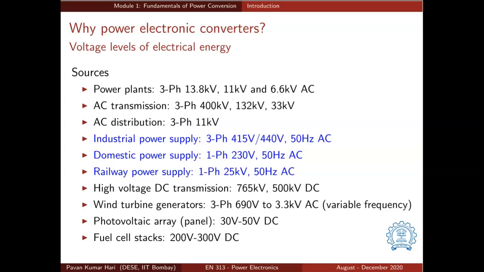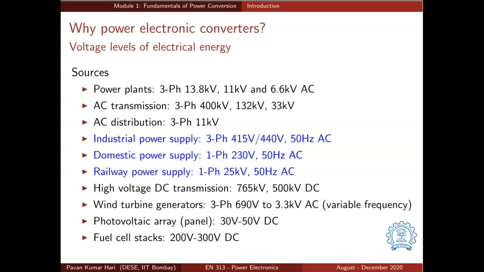From the 11 kV distribution network, the industrial customers receive power at 415 volts or 440 volts. The domestic power supply is single phase 230 volts. Except for this domestic single phase power supply, all the above voltages are 3-phase voltages, whether it be 6.6 kV, 11 kV, 13.8 kV, 400, 132, they are all 3-phase voltages, and the voltage levels indicated are RMS line to line voltages. And the frequency of generation, transmission and distribution is all rated at 50 Hz.